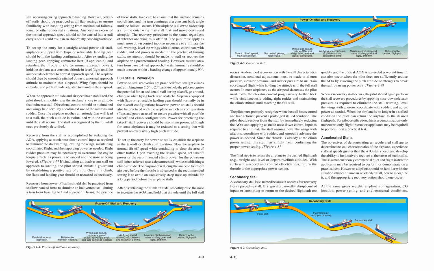With sufficient airspeed and control effectiveness, return the throttle to the appropriate power setting. Secondary stall. A secondary stall is so named because it occurs after recovery from a preceding stall. It is typically caused by abrupt control inputs or attempting to return to the desired flight path too quickly, and the critical AOA is exceeded a second time.